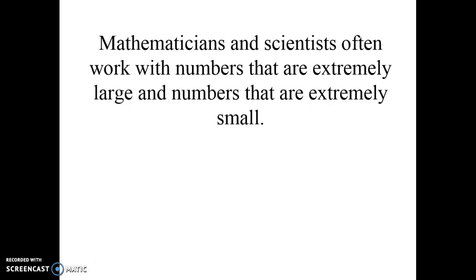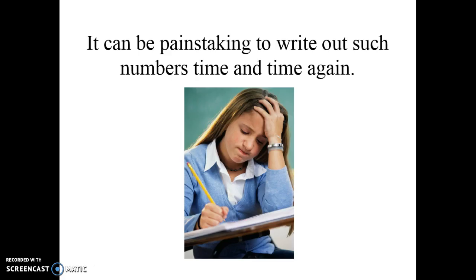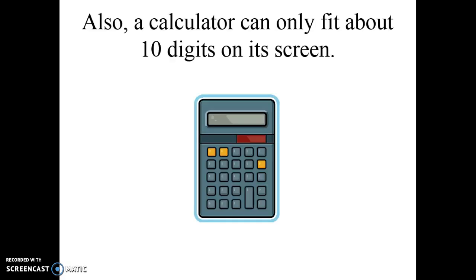So mathematicians and scientists often work with numbers that are extremely large or that are extremely small, and so it can be really annoying and just take a lot of time to write out these numbers time and time again. You might also have noticed, and this makes it a little challenging too, that a calculator can only fit about 10 digits on a screen, your average calculator. So scientists and mathematicians had to come up with a way to write these really big or really small numbers in a way that we're not writing out hundreds of zeros or digits in a number.